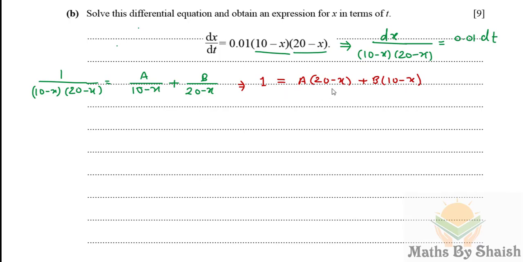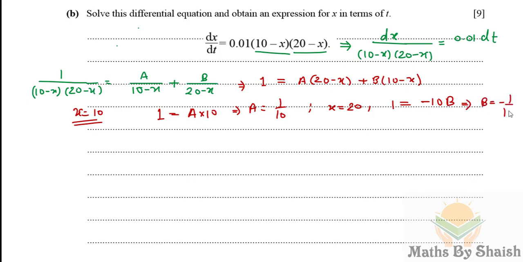This is true for all values of x, so we can substitute any value. We take x = 10. Then the b term is gone because 10 − 10 is 0. So we get 1 = a times (20 − 10), that is 10a, and hence a = 1/10. Similarly, putting x = 20, the a term is 0 and we get 1 = b times (10 − 20), which is −10b, so b = −1/10.